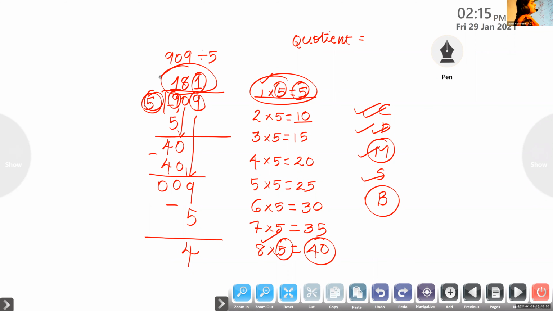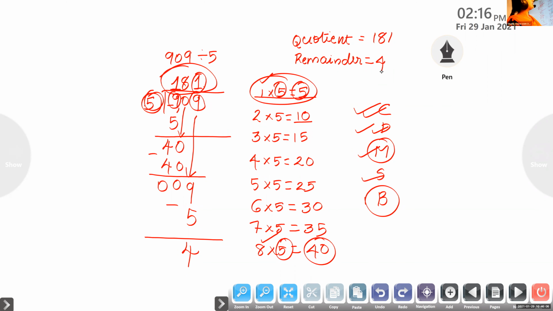How will you read that? Ayan, please unmute. Tell me the quotient for this question. 181. 181. Ayan, have you understood which is the quotient now? Yes. And what is the remainder? Remainder 4. Very good. Have you got the same answer, Ayan? Yes. Very good, my dear.